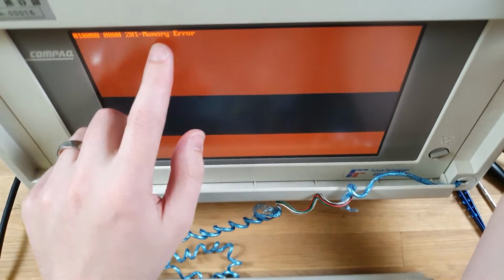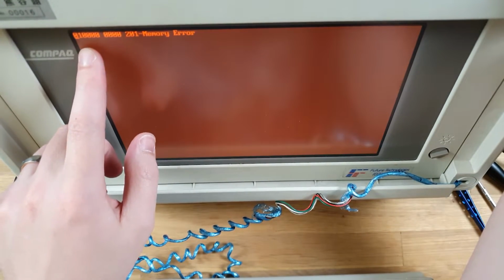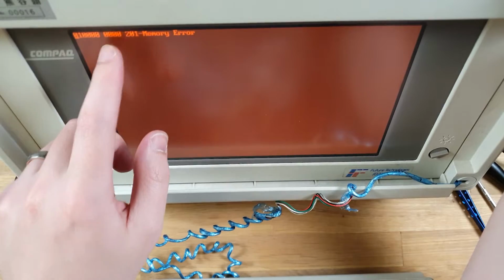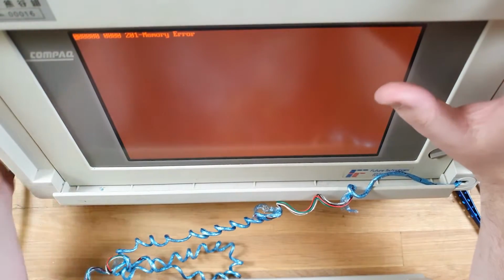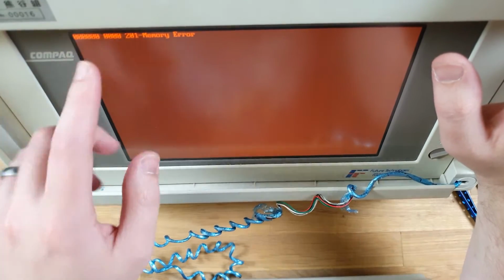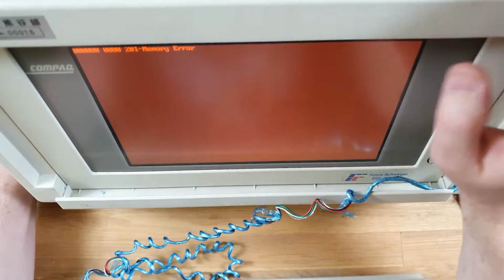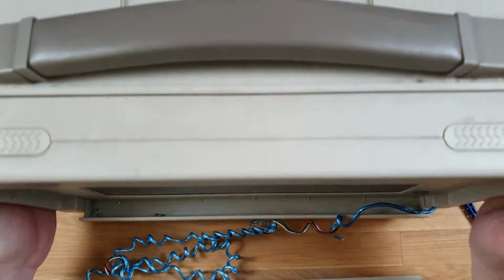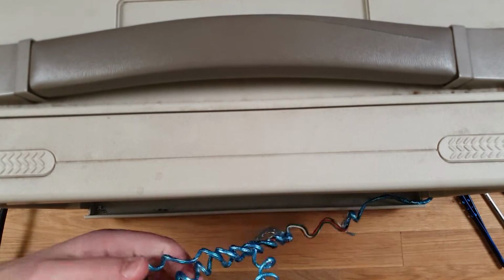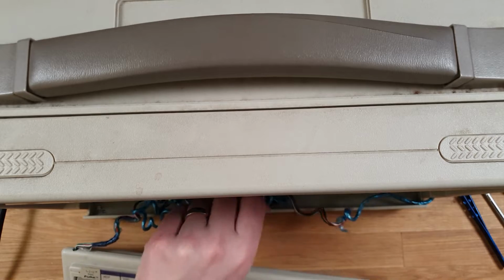So this number doesn't seem to change. It's always 0100000000201 memory error. If I turn it off and turn it on now, it'll usually go to zeros. Yeah. So it's just that very first super cold boot, and then it goes to zeros. And well, I can't find any proper documentation for this particular unit.